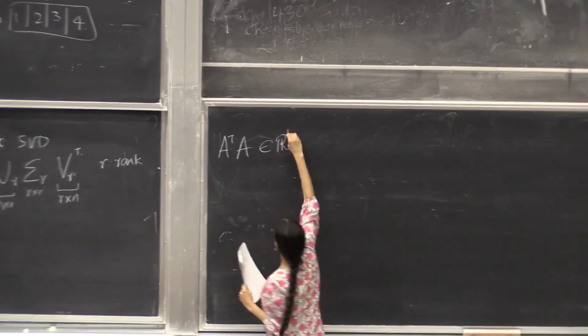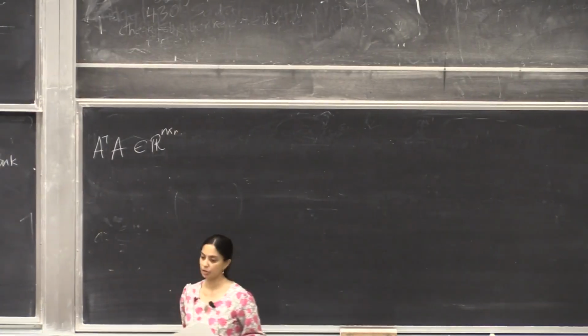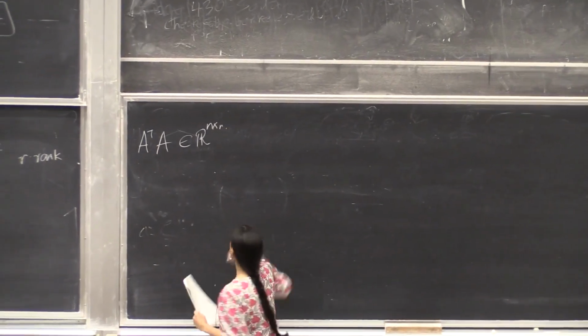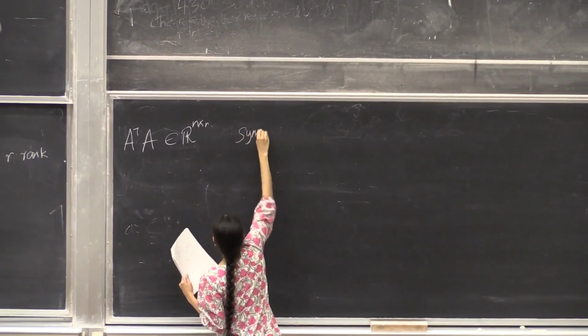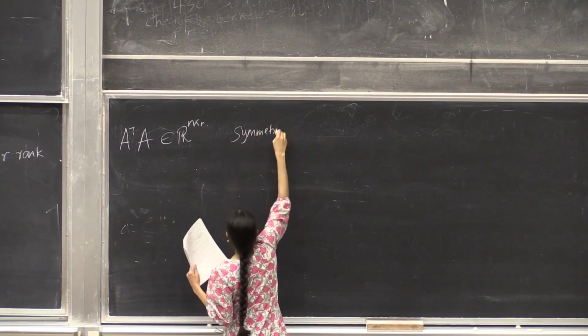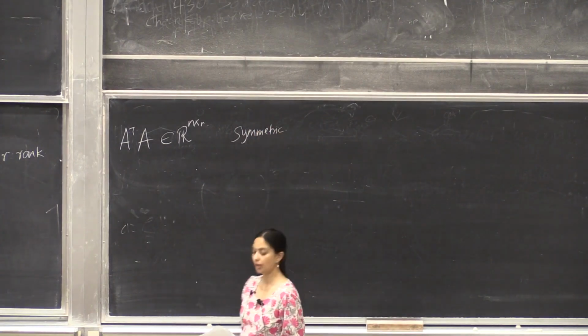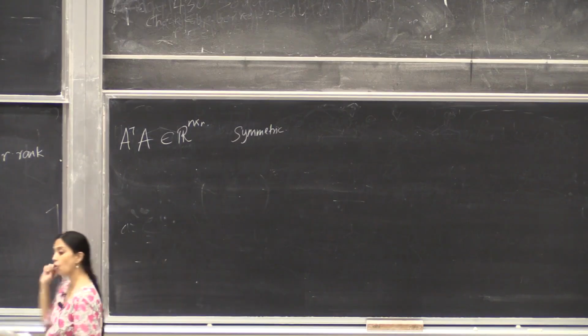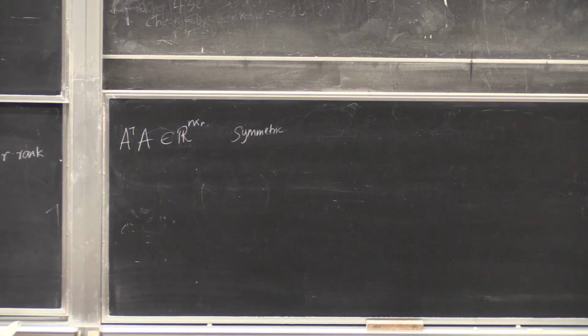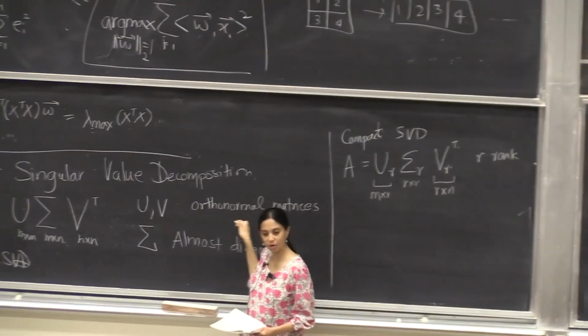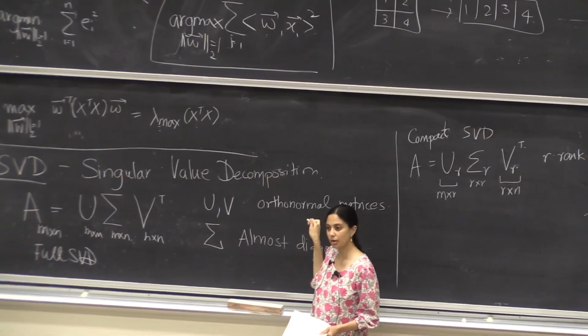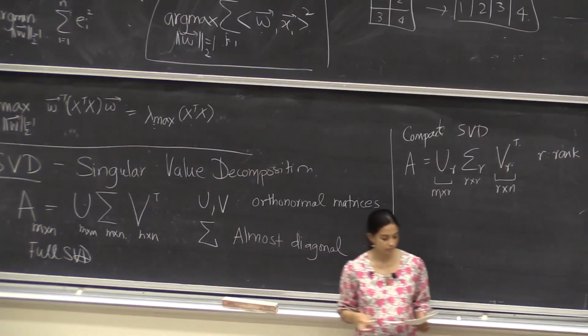N by N, right? So I have this N by N matrix. Wonderfully, it is symmetric, which means that I know all of its eigenvalues are going to be real valued, and I know all of its eigenvectors are going to be orthogonal. And I want to find orthonormal things here, right? So this is going to be helpful for me.